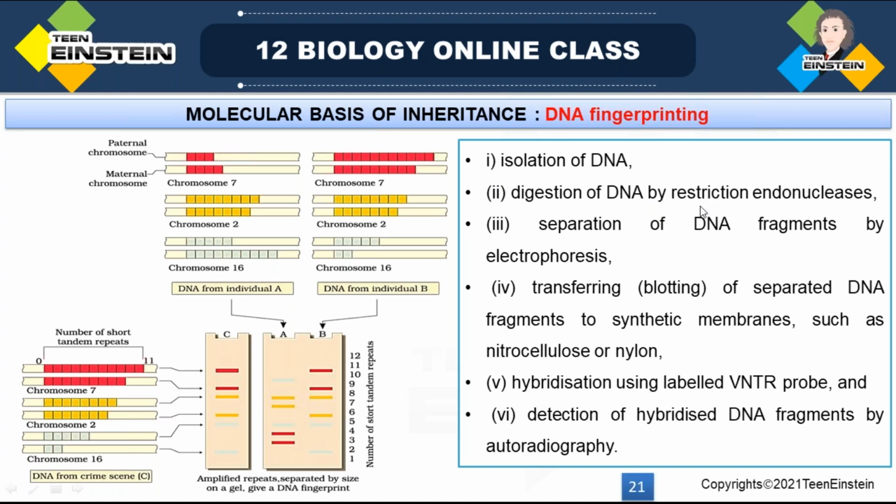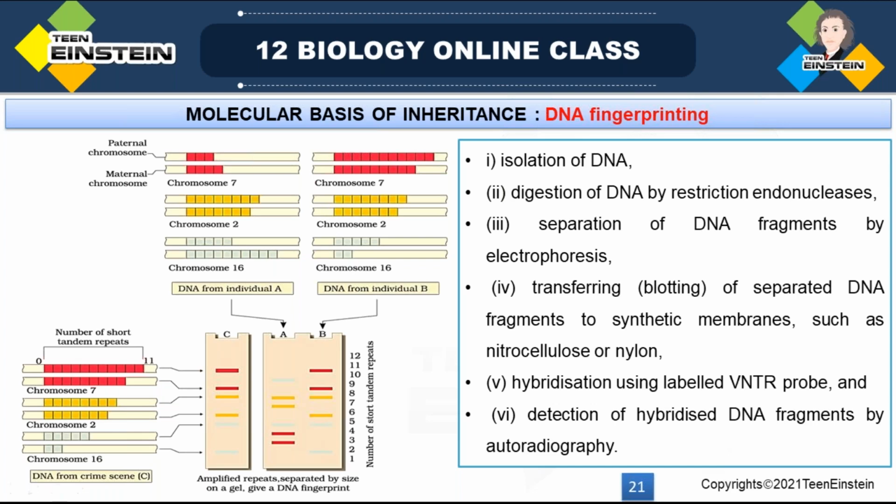Then digestion of DNA by restriction endonuclease. Then separation of DNA fragments by electrophoresis. And then transferring of separated DNA fragments to synthetic membranes such as nitrocellulose or nylon. This is the Southern blotting. Blotting techniques come here. And then hybridization using labeled VNTR probes. Okay. Then detection of this hybridized DNA fragments by autoradiography. So these are the steps in DNA fingerprinting.